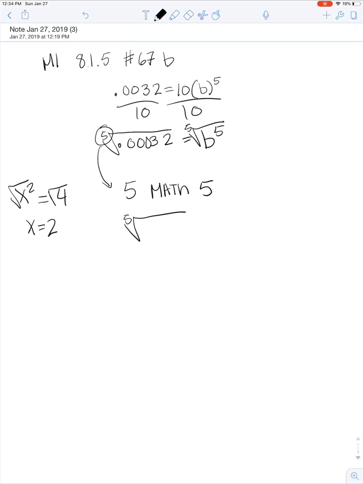So that will get you a radical that looks like this in your calculator, and then you'll type in 0.00032, and it will tell you that the multiplier is 0.2. So that's your b value.